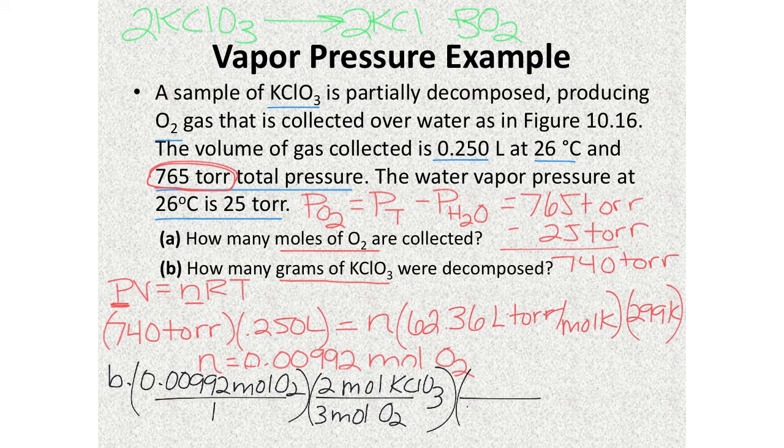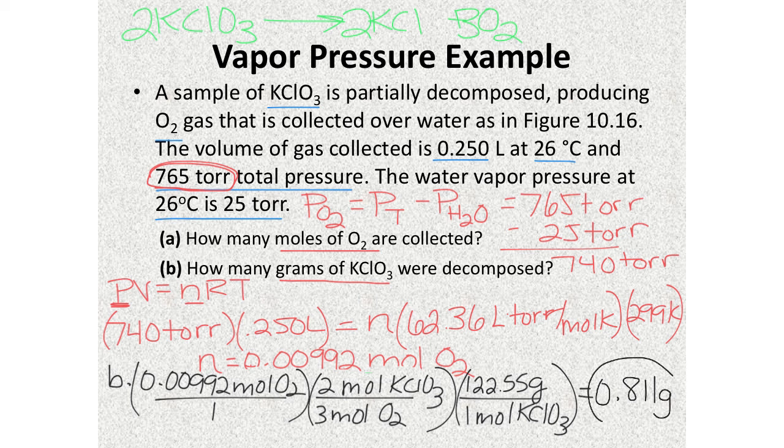And then I will use the gram formula mass of KClO3 to turn that into grams. And that is 122.55 for the gram formula mass. So then I put that all into my calculator. And that gives me 0.811 grams of KClO3. So in this problem, we used partial pressure, we used the ideal gas law, and we used stoichiometry.